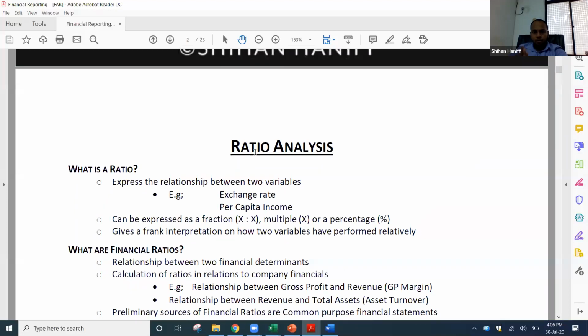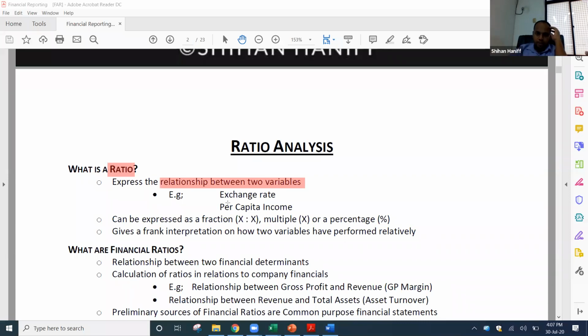So before we move on to the ratio analysis calculations, we need to understand some important concepts, important definitions, right? So the first thing is we need to know what is meant by a ratio. If you see the definition of a ratio, it is simply a relationship between two variables.